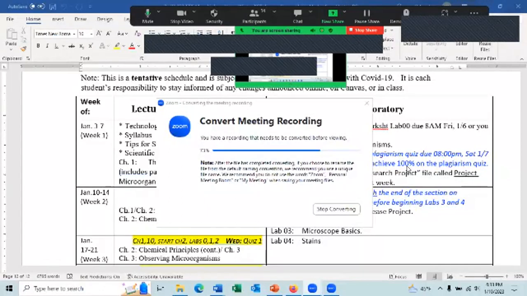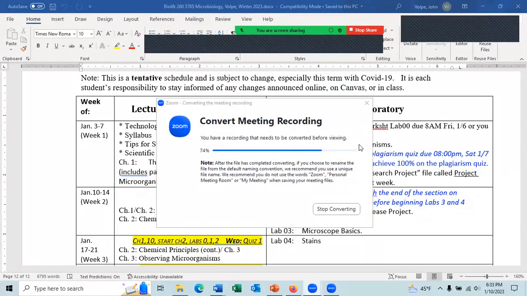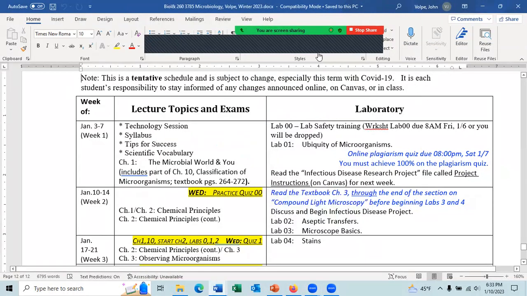All right, let me share my screen. All right, you should be seeing my screen now. It looks like the lecture lesson is 74% done. My computer will be slow until that finishes. A participant has enabled closed captioning. Don't know what that message is about.